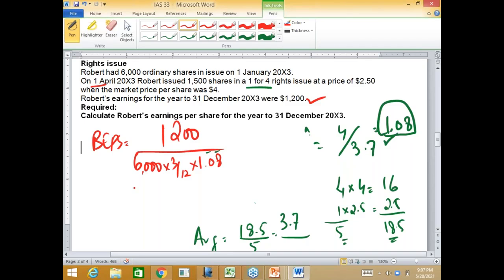So the total number of shares after the issue of rights shares will be 7,500 into remaining time period of 9/12. This is how we can calculate the EPS.